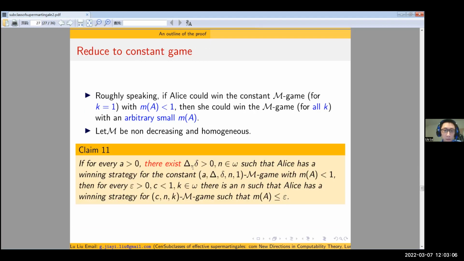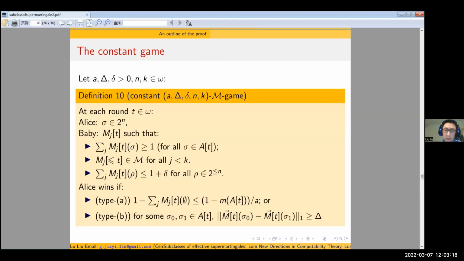And I also would like to emphasize that these parameters are existential. So as long as for some of this data, Alice could win, it is okay. This is very much in our favor because it means that Alice could set this data to be very, very small. So it means that the Super Martingale Baby presents has to be arbitrarily close to some constant function on the set of strings Alice enumerates.